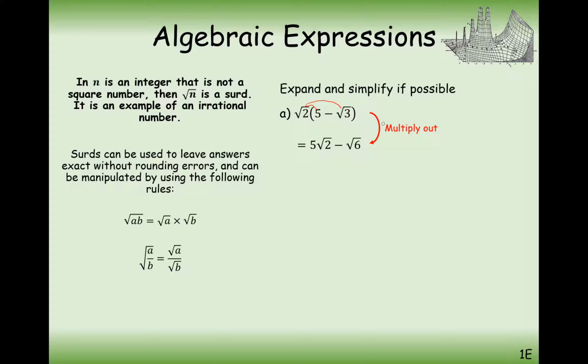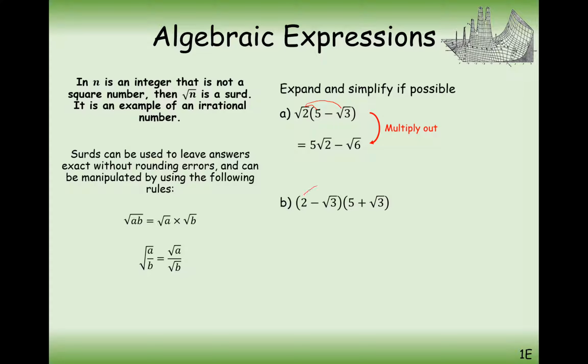It's a bit like an x and a y. They don't go together. You can't make xy squared out of x and a y. It's just xy. But when you've got 2 square root numbers, you can multiply those together using this rule here. 2 times 3 is 6, so it's minus the square root of 6.